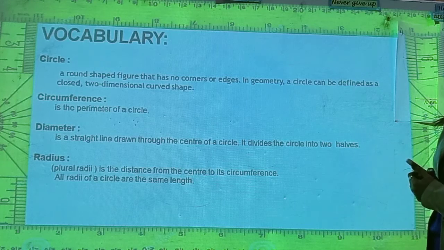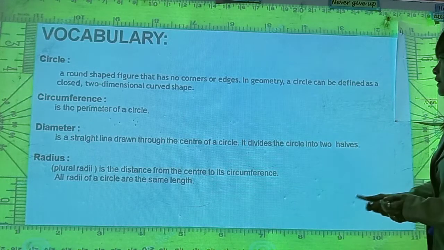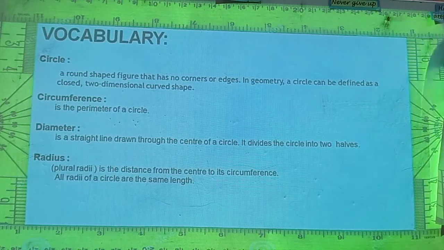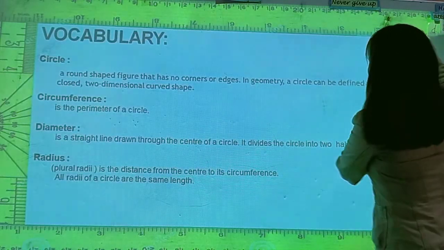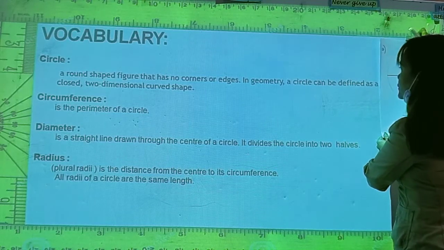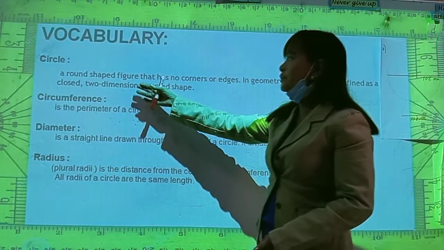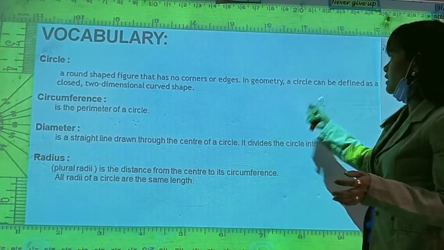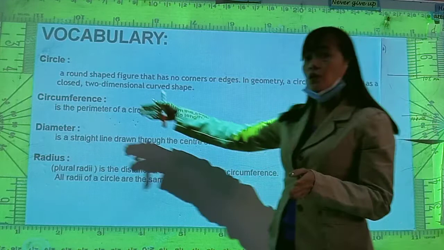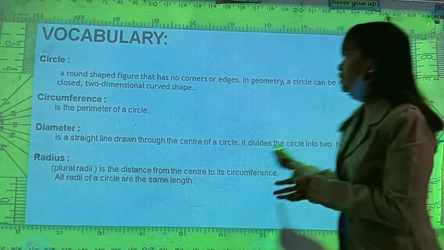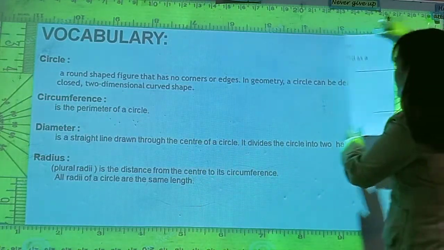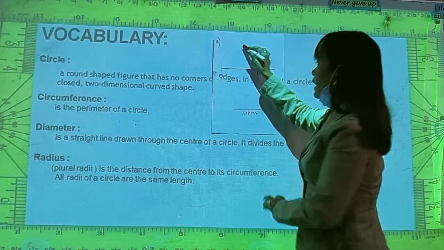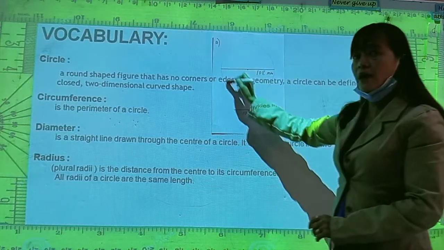Class, our vocabulary words for today, we have circle. When we talk about a circle, this is an example of a circle. A circle is a round-shaped figure that has no corners or edges. In geometry, a circle can be defined as a closed two-dimensional curved shape.